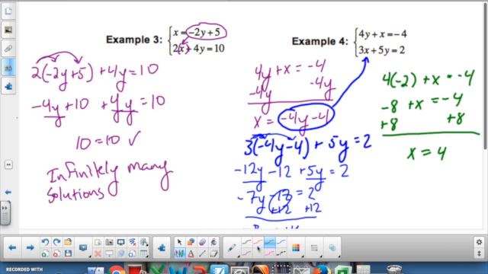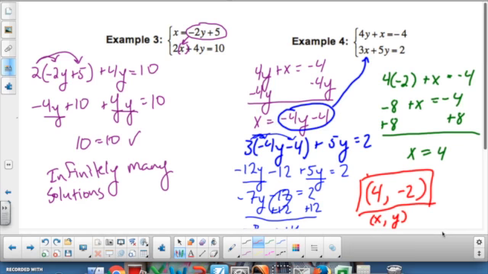So the last step is going to be to write out my solution. So my x coordinate is 4, my y coordinate is negative 2, so my solution is the ordered pair 4, negative 2. Please make sure that you put your x value first, your y value second, because that's how we organize all ordered pairs.